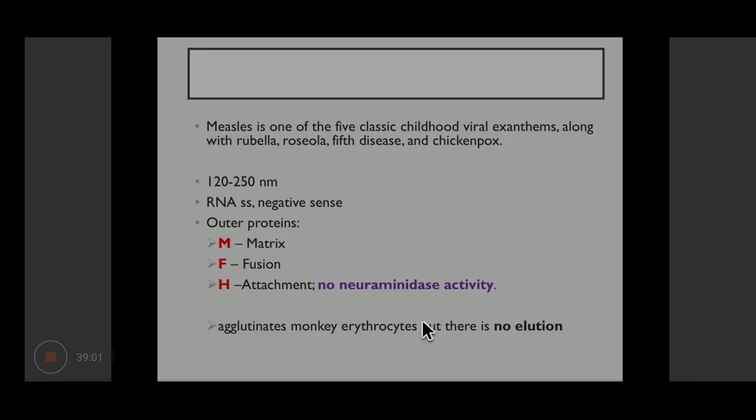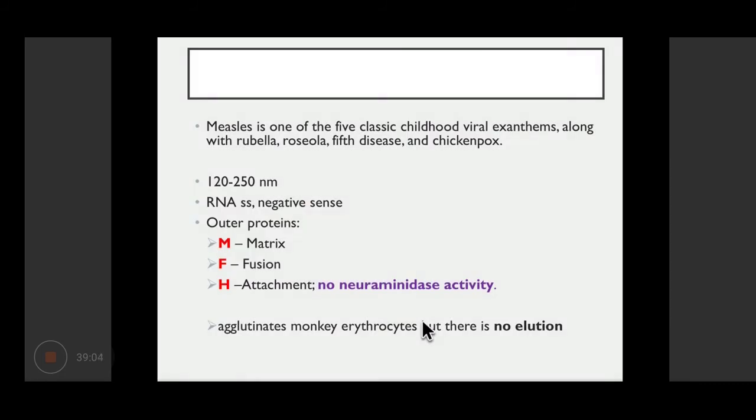All right, so measles. Measles is one of the 5 or 6 classic childhood viral exanthems along with other diseases. It is a single-stranded negative-sense RNA virus. Outer proteins include the M or matrix protein, the fusion protein, and the H or hemagglutinin component, but there is no neuraminidase activity. That means there is no elution.